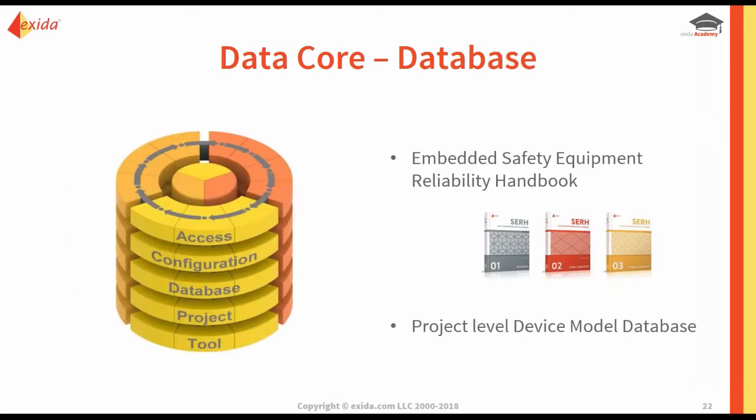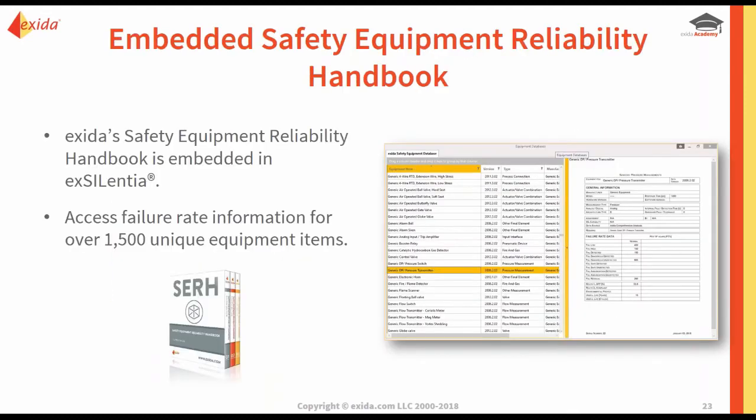Finally, we have our database. For those of you who have been using exSILentia for a while, you're very familiar with our Safety Equipment Reliability Handbook. Obviously, this is still in version 4. It's got a bit of a new look. As you can see in the screenshot here, we have a new viewer. You can go in here and choose your piece of equipment and see the data sheet that you would see if you had bought the hard copy. And this again is providing your failure rate data, your proof test data, useful life data, etc.